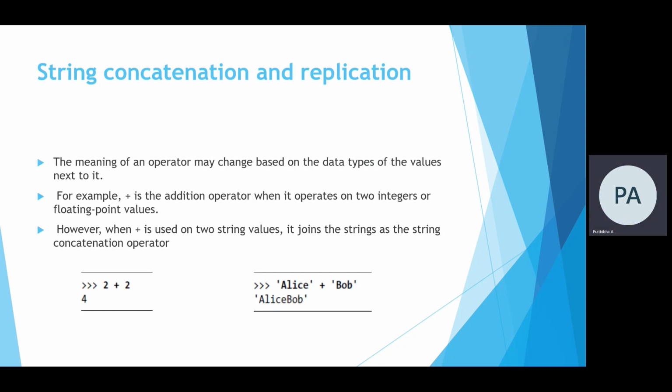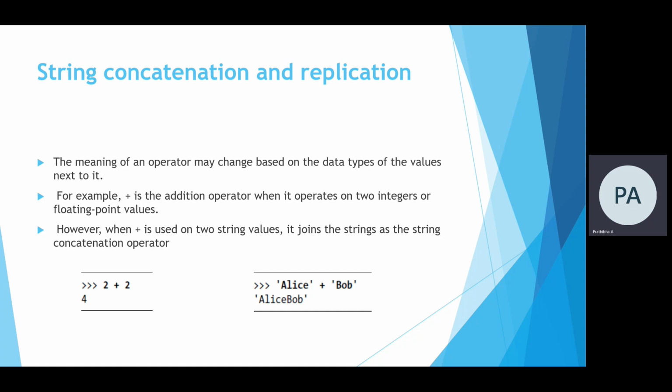The next concept is string concatenation and replication. The meaning of an operator may change based on the data types of the values next to it. For example, plus is an addition operator when it operates on two integers or two floating point numbers, but the same plus operator can also be used with string values, and then it acts as a concatenation operator. So the same plus operator can be used in two ways: as an addition operator, and as a concatenation operator.